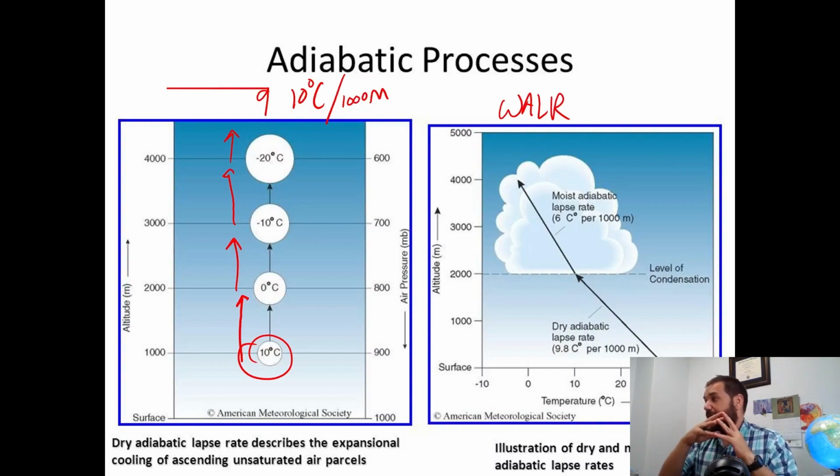I'm answering now number, what? Do we do number 9? What's the value of the wet adiabatic lapse rate? It's anywhere between 5 and 10 degrees Celsius per 1,000 meters.